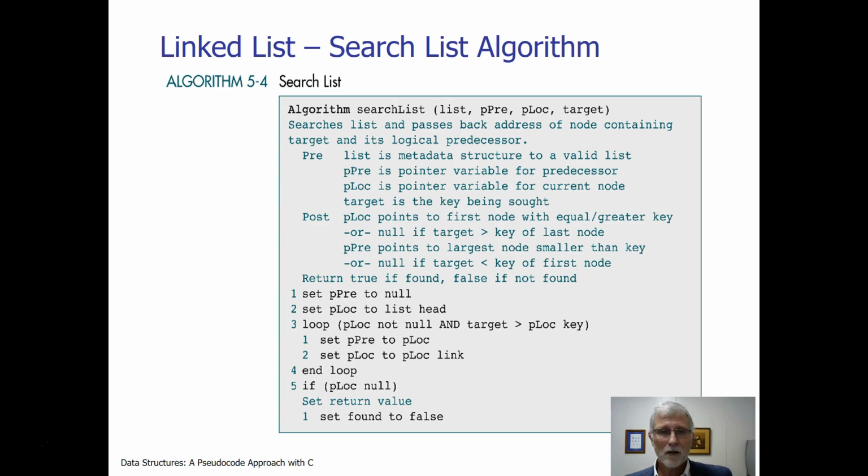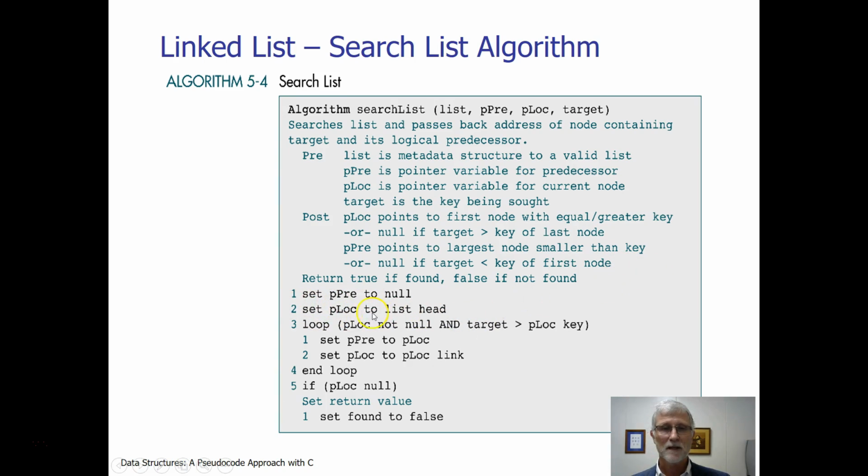So the algorithm here for searching the list: you've got the precondition, you've got your list, you've got your predecessor, and you've got the location of the current node you want to do something with. The target is the key being searched, so that's the one you're looking for. And then you want to return the value once you find it.